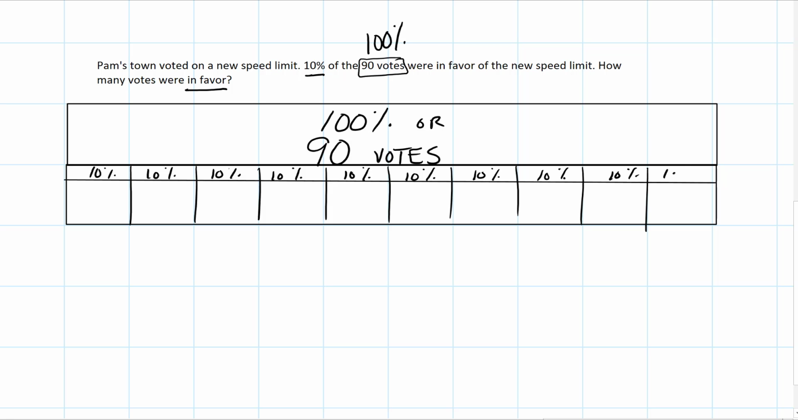Now, in finding 10%, we have learned that we take the 90 votes and we are going to move the decimal one place to the left. That will give us 10%. Since 90 votes was 100% of our number, we just decrease it by a place value to find 10%. So I'm going to fill the first one in with 9 votes, and the rest of them I'm just going to put the number 9.